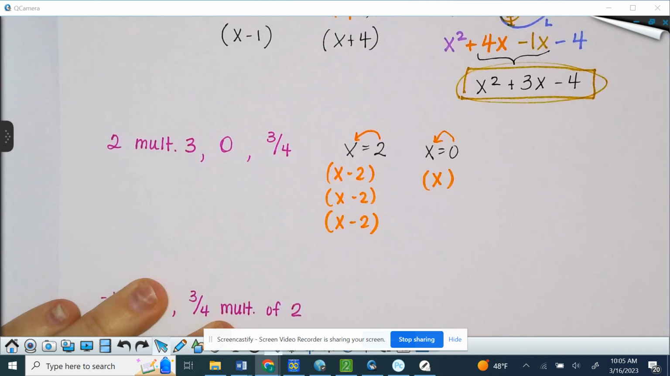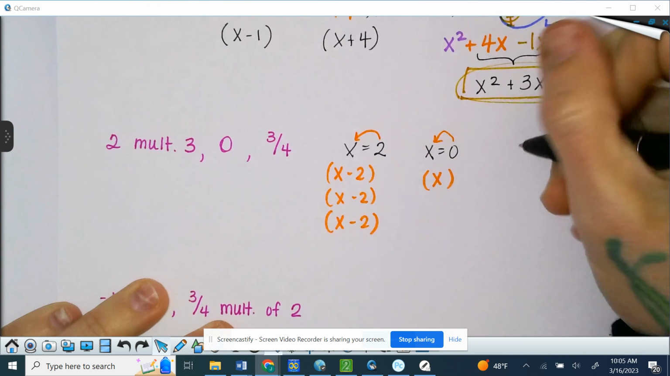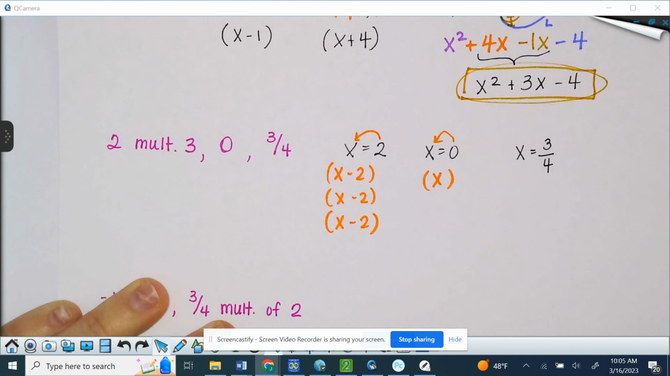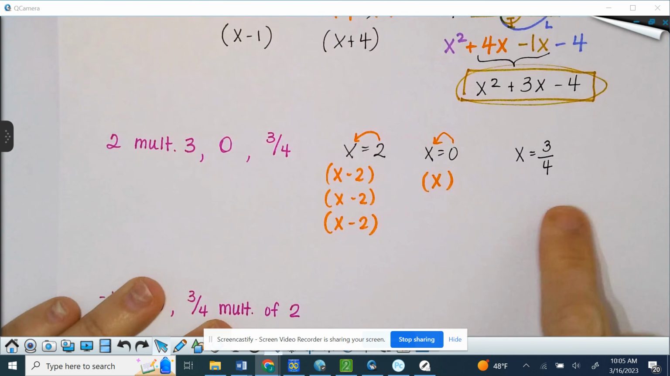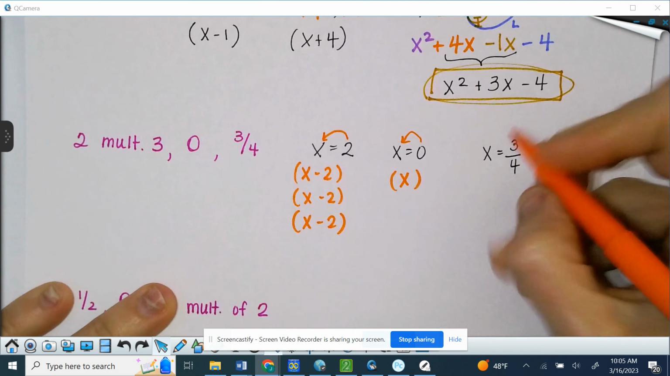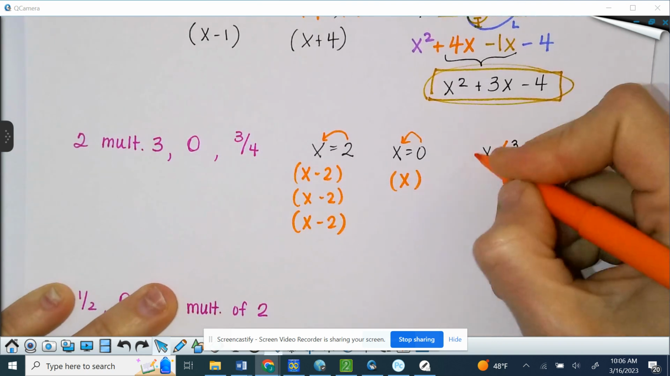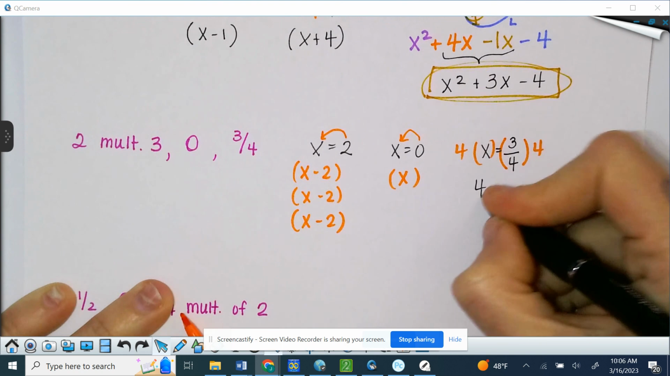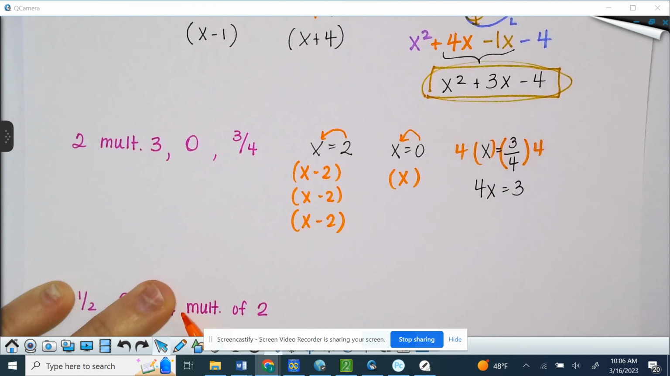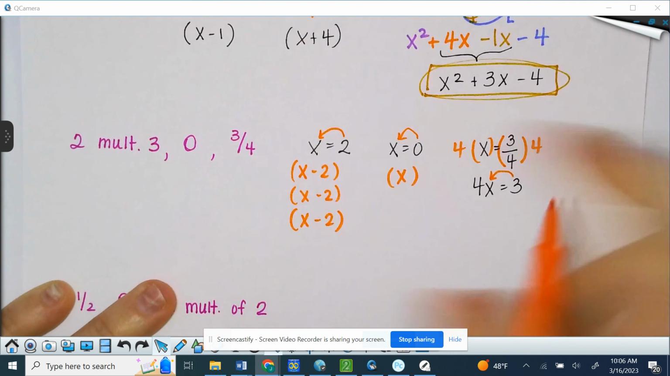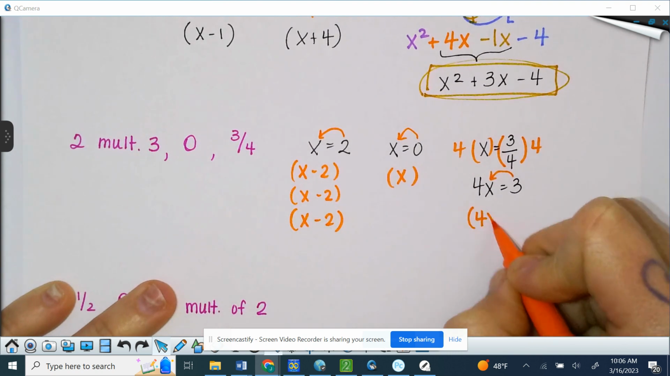Now, 3 over 4, good times. This is the other reason that x equals is very helpful. I memorized a pattern as well, but if I had to get this set equal to 0, I need the 4 out of the basement. So I'm going to multiply both sides by 4 first. And now I have 4x equals 3. It is still not equal to 0 yet. Now I'm going to move that over just like I did on my other ones, and I'm going to end up with 4x minus 3.